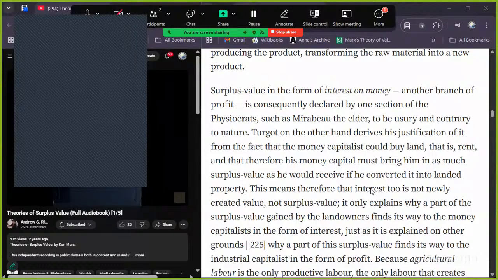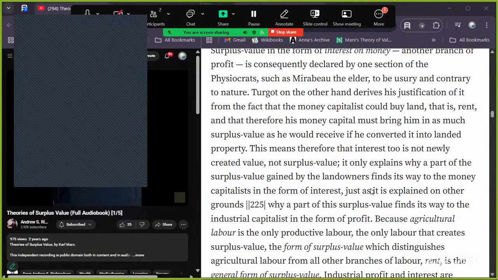Surplus value in the form of interest on money, another branch of profit, is consequently declared by one section of the physiocrats, such as Mirabeau the Elder, to be usury and contrary to nature. Turgot, on the other hand, derives his justification of it from the fact that the money capitalist could buy land, that is, rent, and that therefore his money capital must bring him in as much surplus value as he would receive if he converted it into landed property. This means, therefore, that interest too is not newly created value, not surplus value. It only explains why a part of the surplus value gained by the landowners finds its way to the money capitalists in the form of interest, just as it is explained on other grounds why a part of this surplus value finds its way to the industrial capitalist in the form of profit.